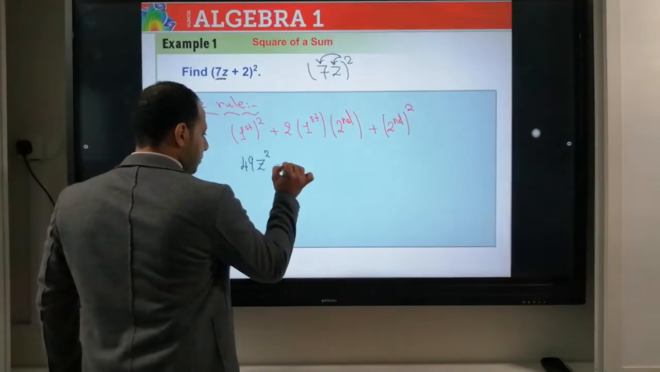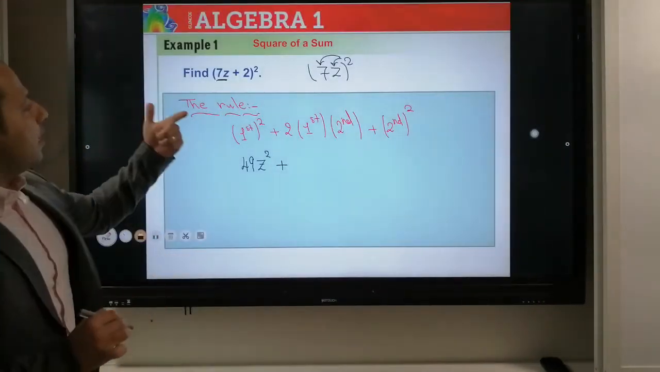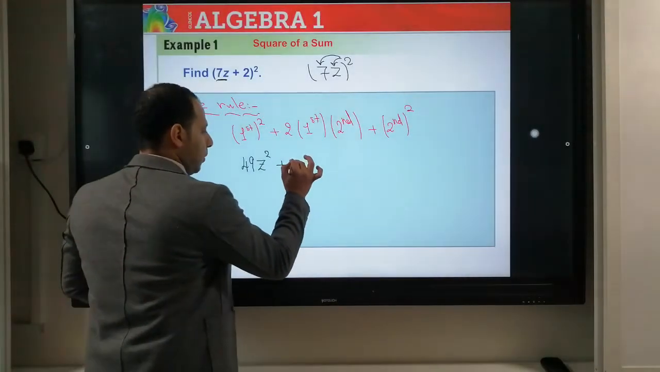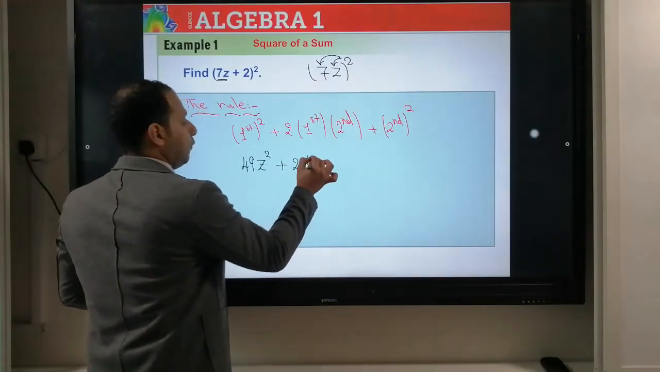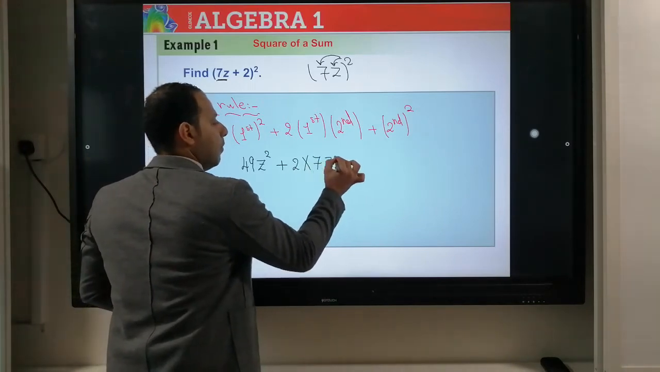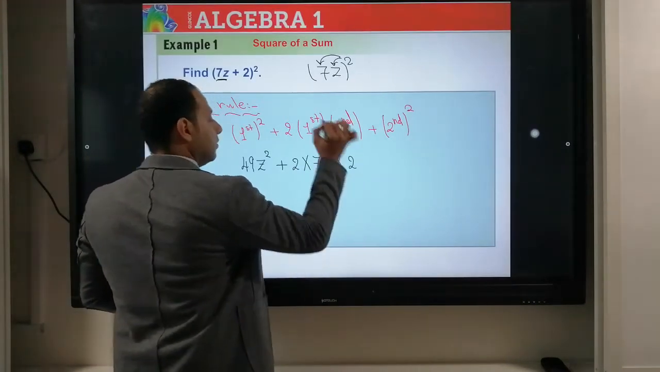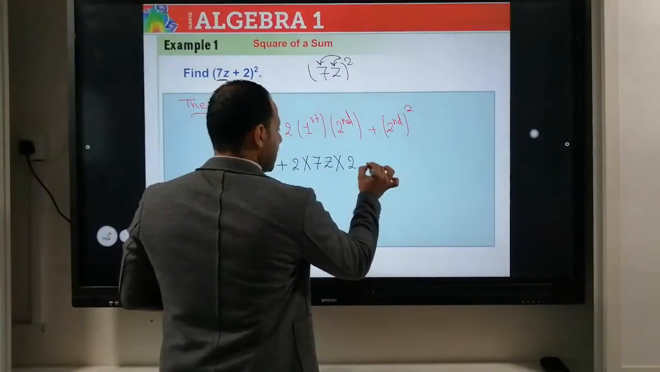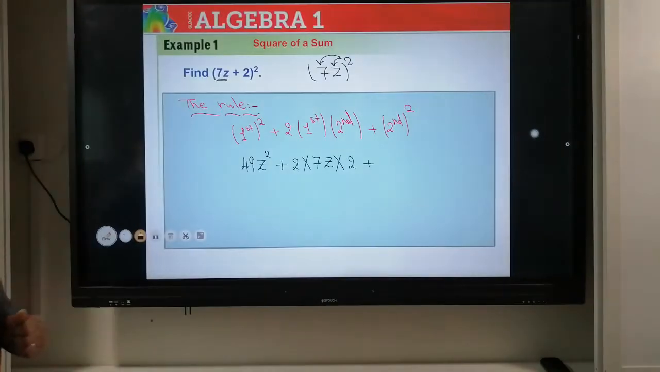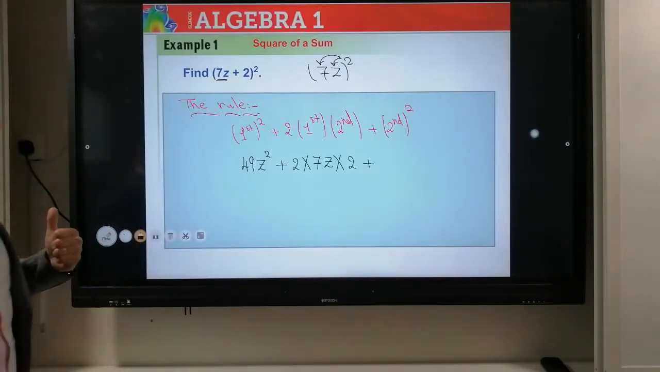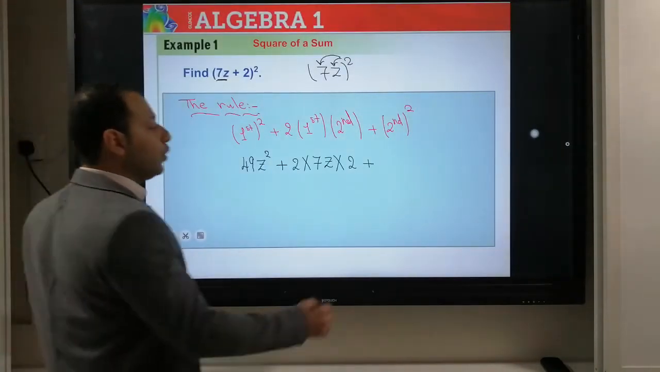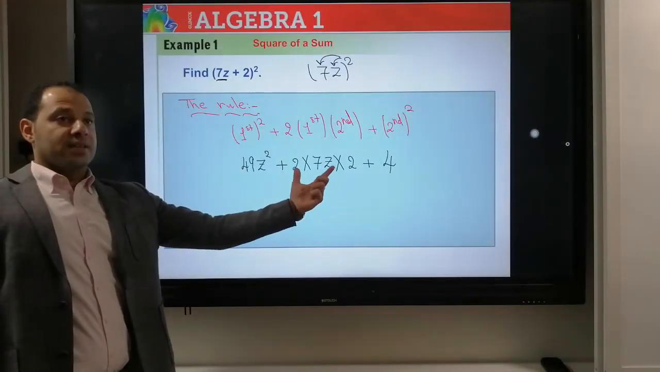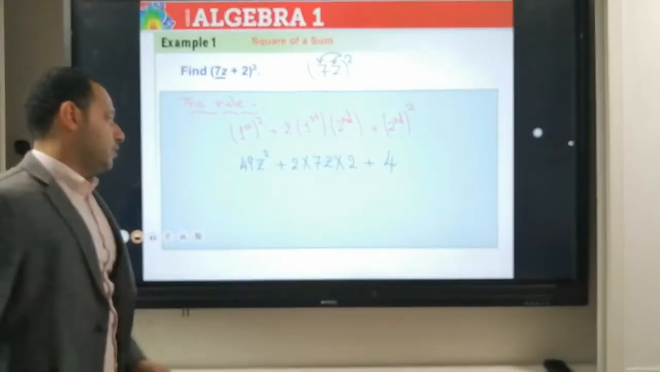Okay, after that, I write plus and 2 times the first times the second. Okay, by steps, there is no problem. 2 multiplied by the first, multiplied by the second. And then plus the second squared, which means 2 power 2. 2 power 2 equals what? Equals 4. Now you can collect this and make this operation to get the simplest form.